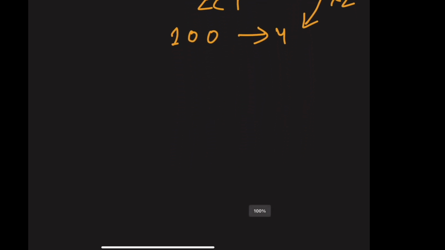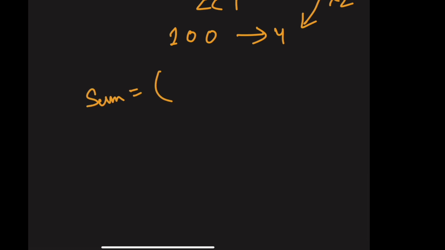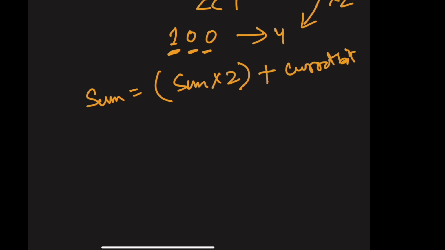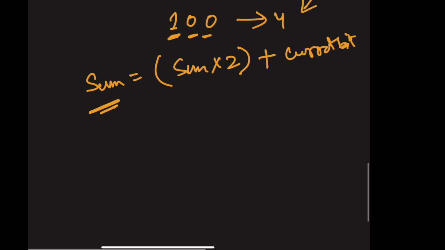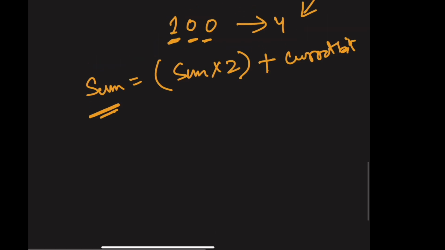So there is a formula. If you multiply the existing sum by 2 and add the current bit, it will give you that number. I'll give an example. Suppose this is our binary, which in the decimal system is 5. Suppose we use this method to calculate it.